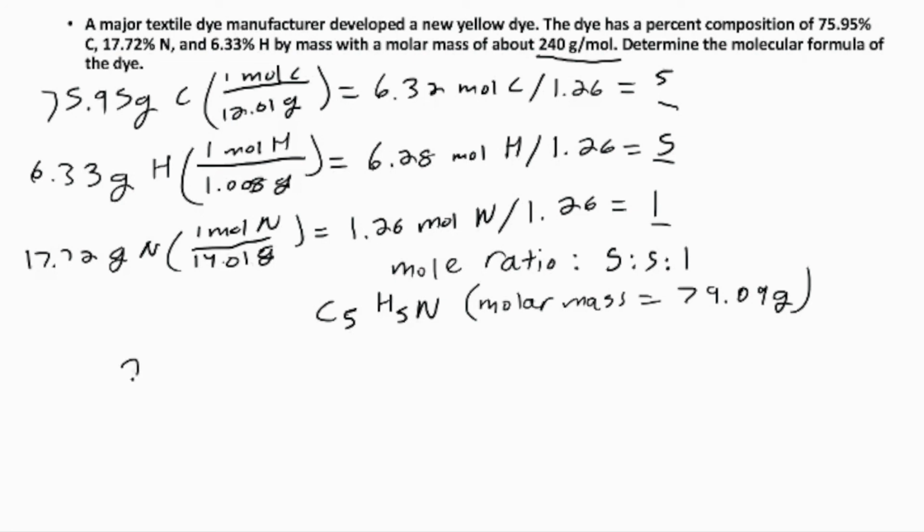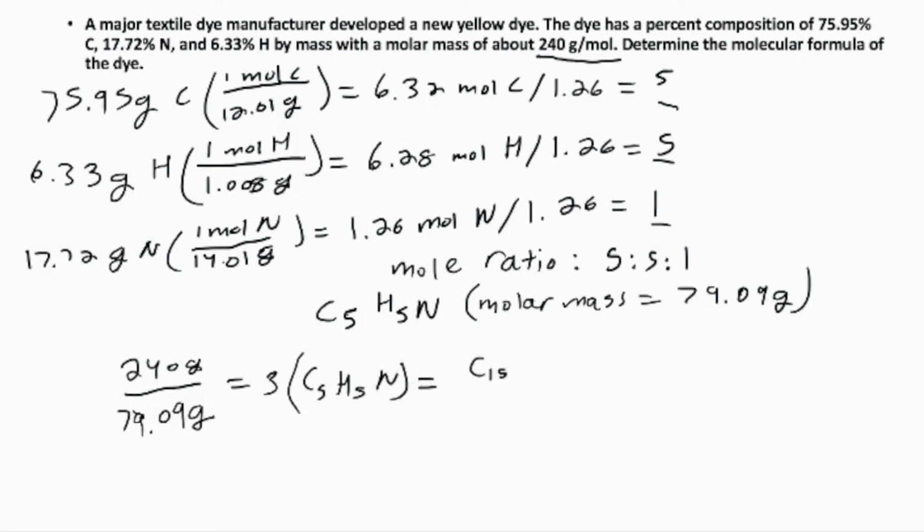it by the empirical formula molar mass. So we take 240 grams per mole and divide that by 79.09 grams. And we get about 3 with our answer. So what can we do with this 3? Well, if we take it and multiply it by our empirical formula, we can change the number of atoms in each element. So instead of C5, we'll have C15. Instead of H5, we'll have H15, and N will have 3. And this is our final answer. This is the molecular formula.